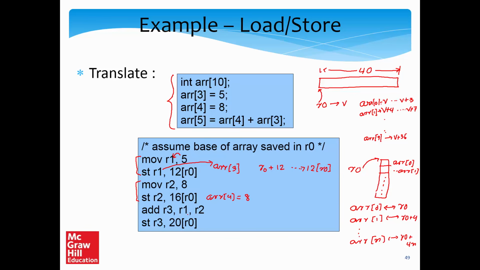Finally, we add R1 plus R2, because they contain the values that were stored, and we save the result in R3, and the value of R3 is again saved in 20(R0). 20 is the offset and R0 is the base. So this is essentially the memory address of the sixth element, where we save R3, which is R1 plus R2.